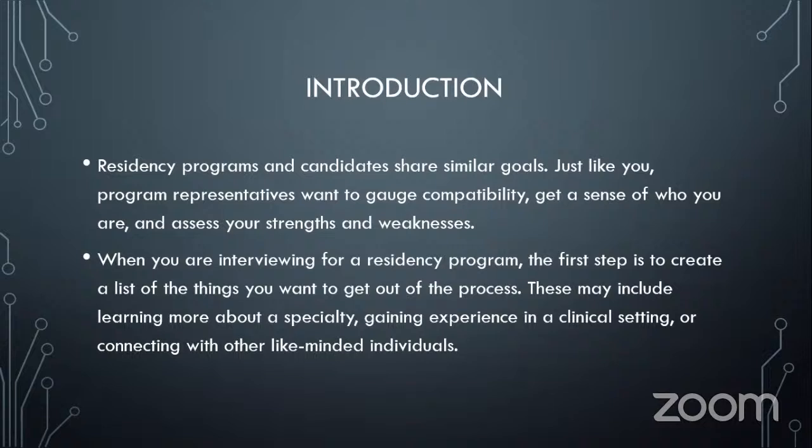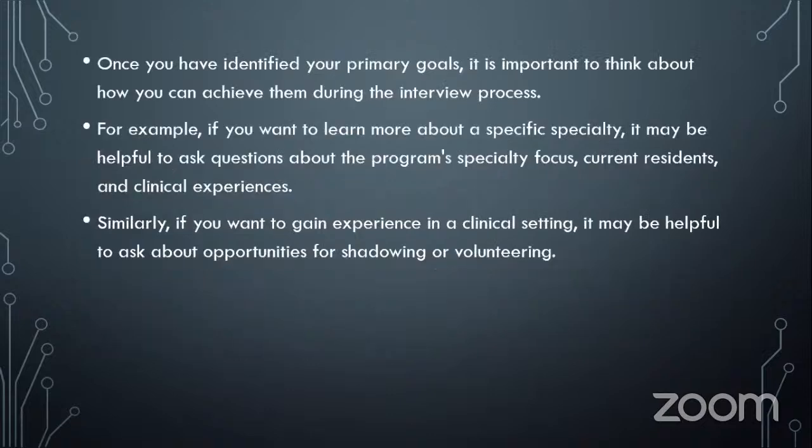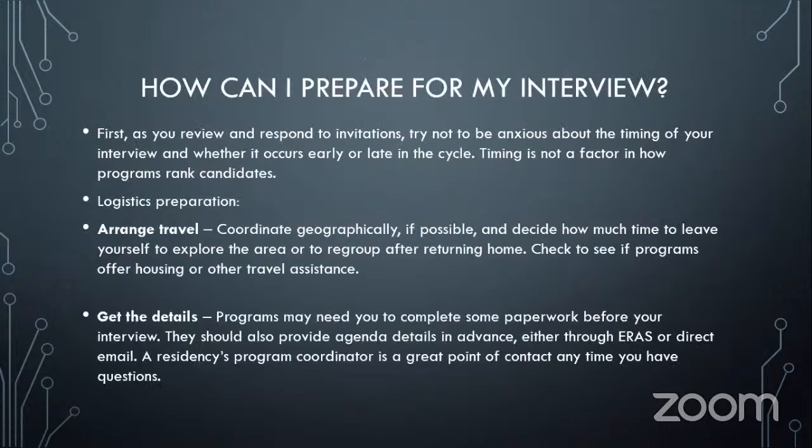So when you're interviewing for a residency program, the first step is to create a list of things that you want to get out of the process. This can include learning more about a specialty, gaining experience in a clinical setting, or connecting with other like-minded individuals. Once you've identified your primary goals, it is important to think about how you can achieve them during the interview process. So for example, if you want to learn more about a specific specialty, it may be helpful to ask questions about the program's specialty focus, current residents, and clinical experience. Similarly, if you want to gain experience in a clinical setting, it may be helpful to ask about opportunities for shadowing or volunteering.